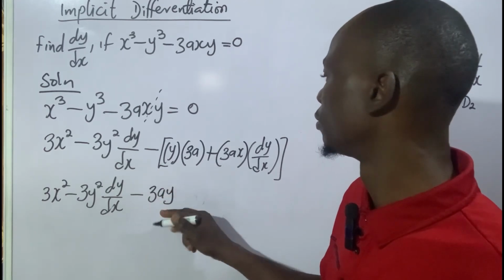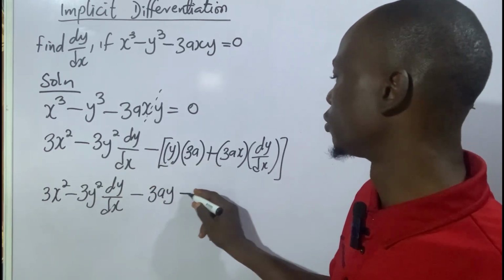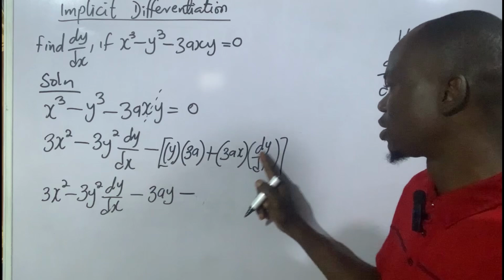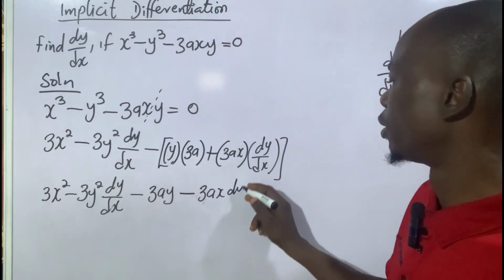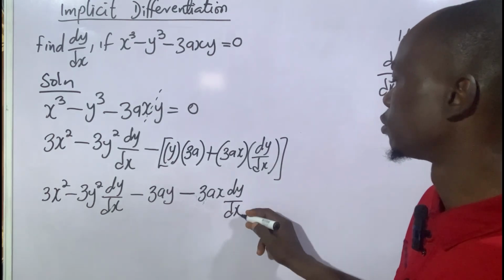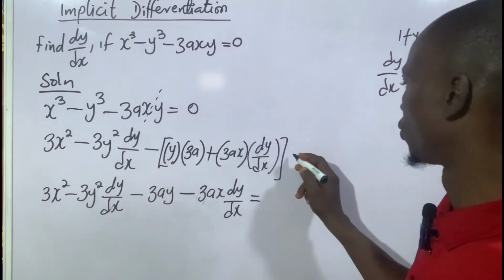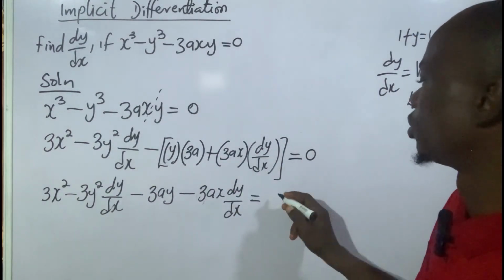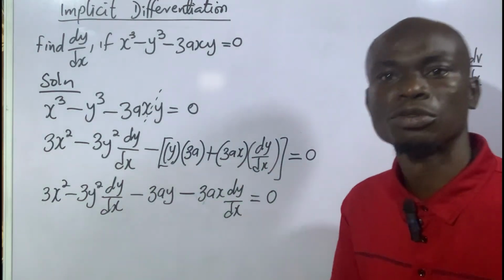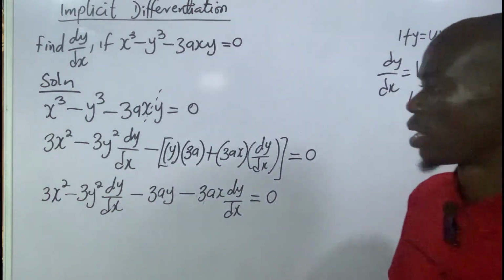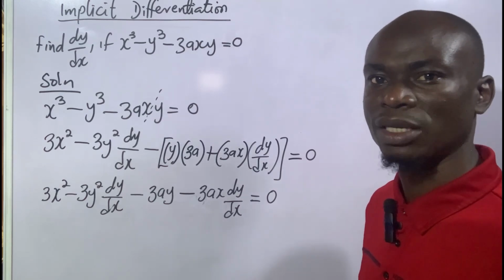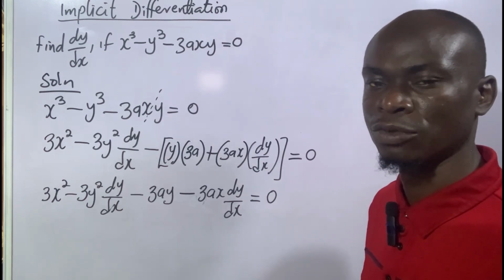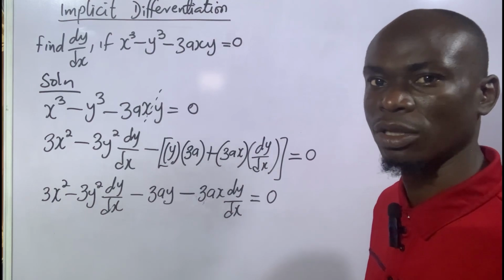Minus times plus is minus. 3ax times dy/dx will give me 3ax dy/dx. Everything okay. The 0 remains 0. So this is what we do. At this point, we can now move to the step that says let dy/dx stay on the left. So let's say collecting dy/dx together on the left.